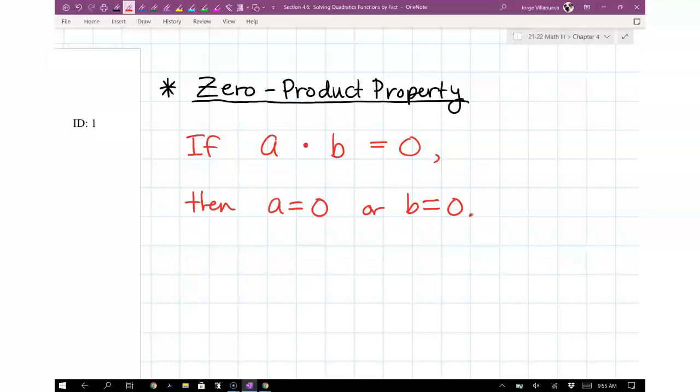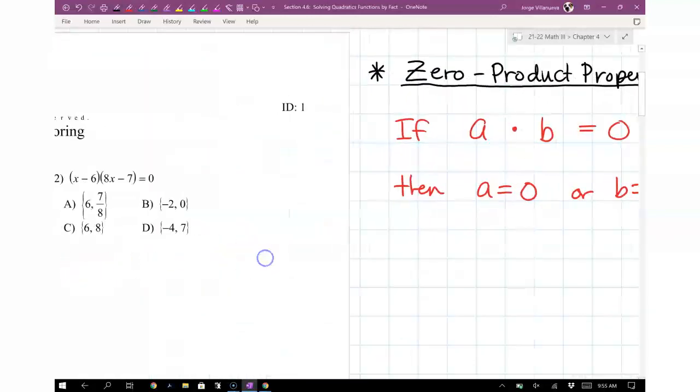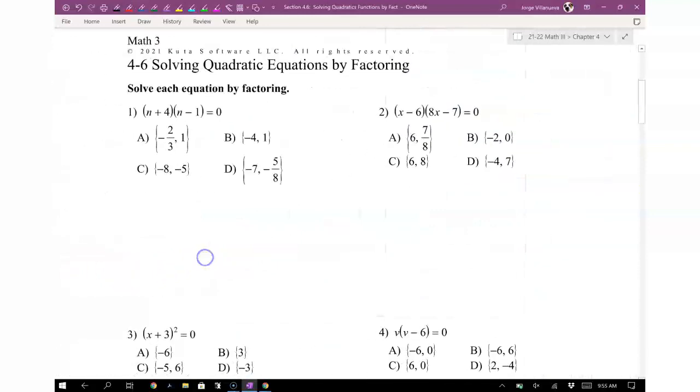There was a property you know. It's called the zero product property, and it basically says if you multiply two things and they equal 0, then one of those two things is probably a 0. So that's the whole idea. So why do I show you this? All right, let's work on your homework.